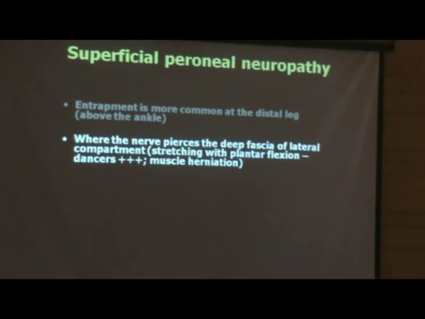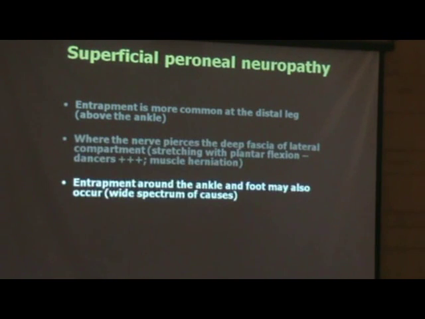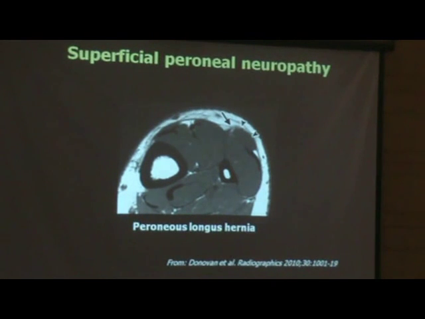And very commonly it's happening with dancers because they often stretch the leg with plantar flexion, and that can often lead to injury to the deep fascia with muscle herniation. Entrapment around the ankle and foot may also occur, but it's rare, and we can have a wide spectrum of causes as well. So just to show you this example from the literature, I don't have an example myself. So this is a muscle herniation from a tear of the deep fascia. It's exactly at the course of the superficial peroneal nerve.